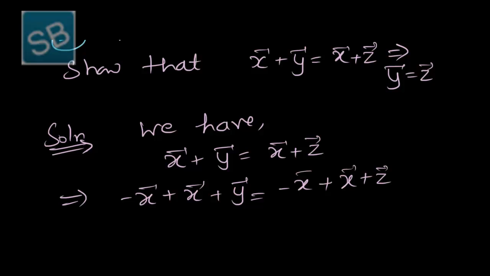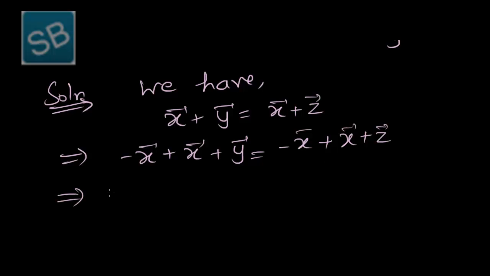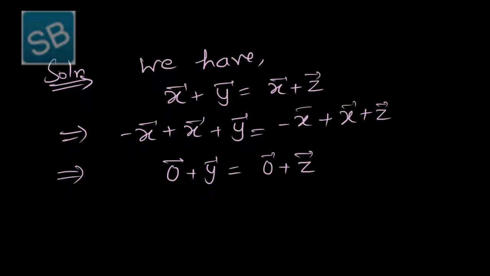And we know that the sum of a vector and its additive inverse is 0. Therefore it becomes 0 plus vector y is equal to 0 plus vector z. And adding vector 0 plus y, that is the property of the identity vector, it gives vector y and it gives vector z. So vector x plus y is equal to vector x plus z implies vector y is equal to vector z.